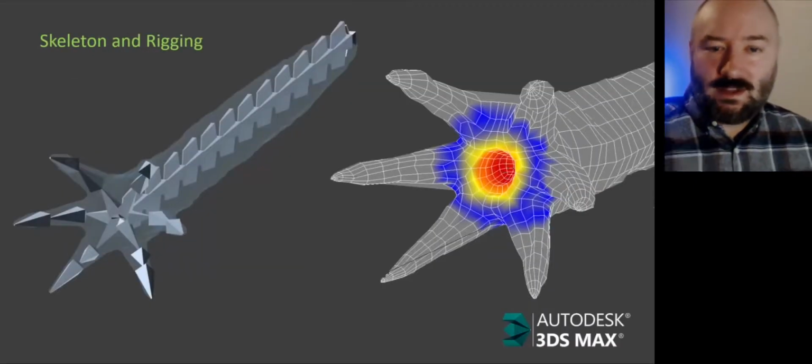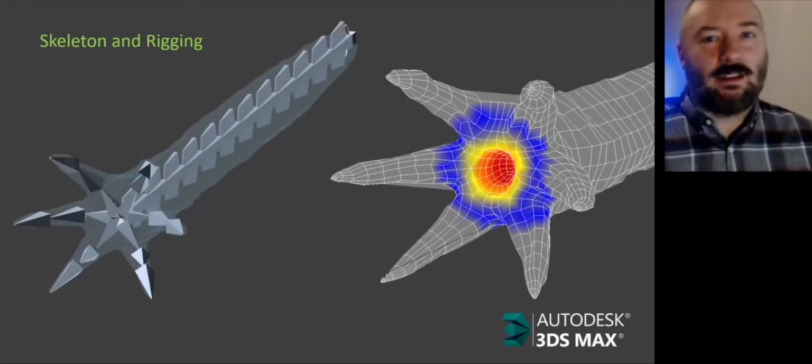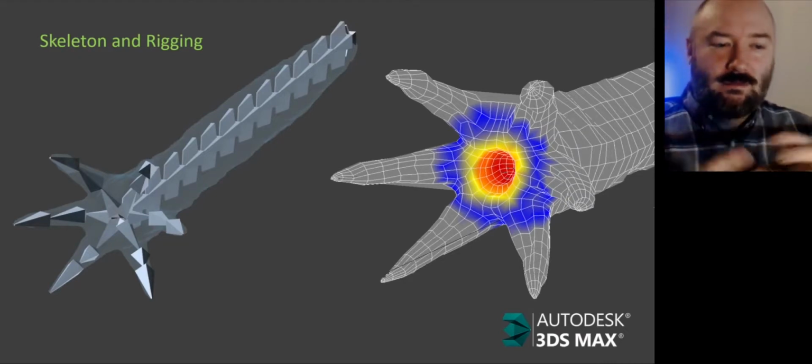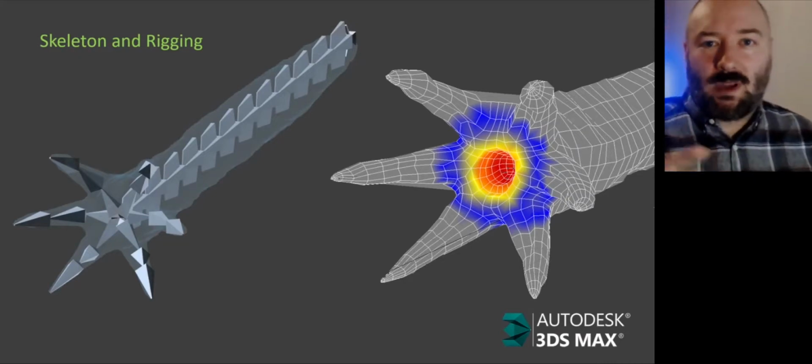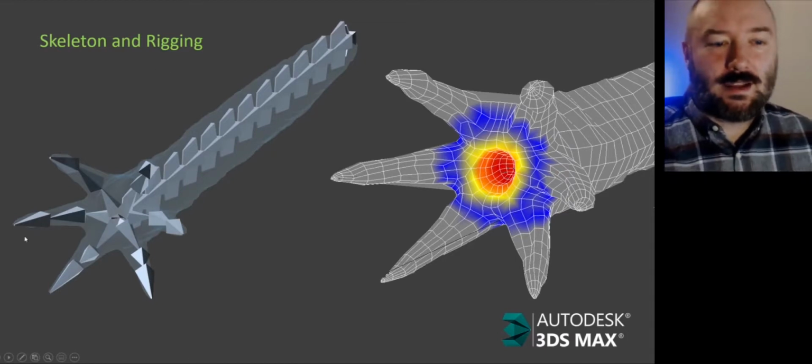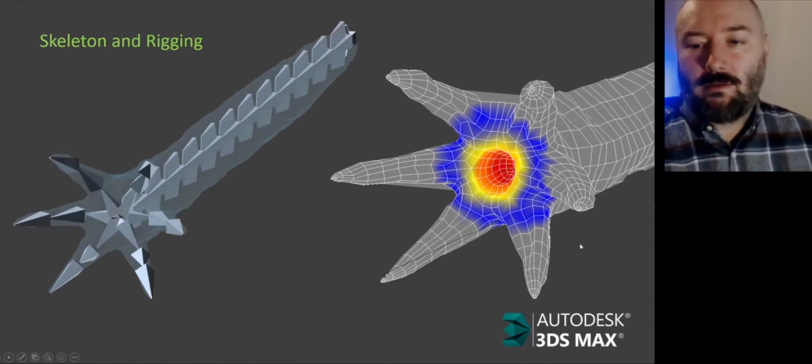We then give it a skeleton. Obviously, there's no such thing as a Hellworm, so we have to design the skeleton to be something we can puppeteer. So this is the skeleton I developed for the Hellworm in 3D Studio Max.